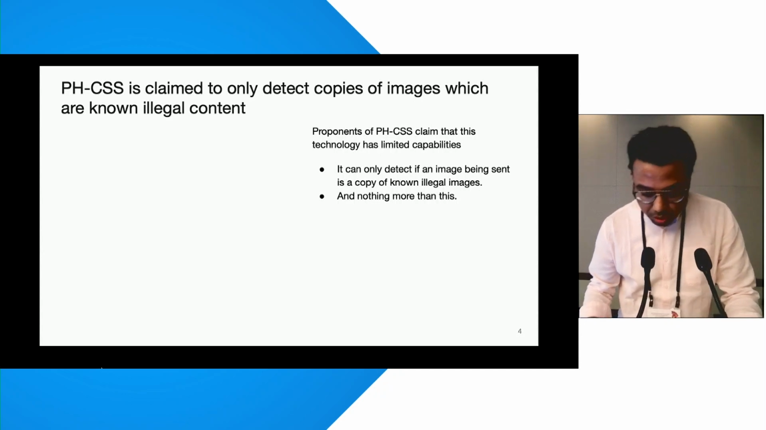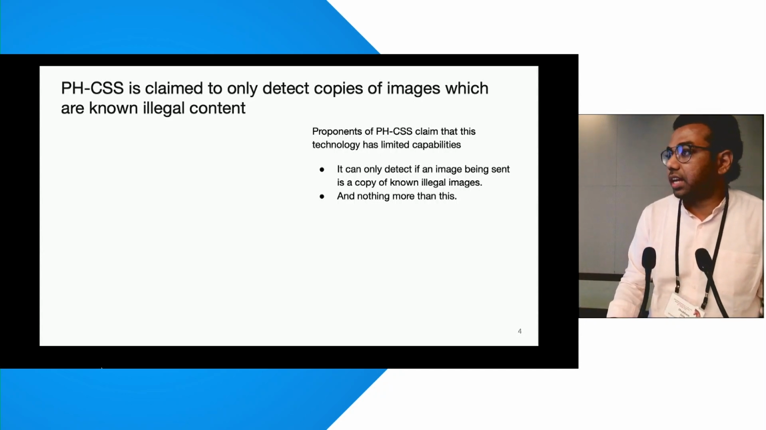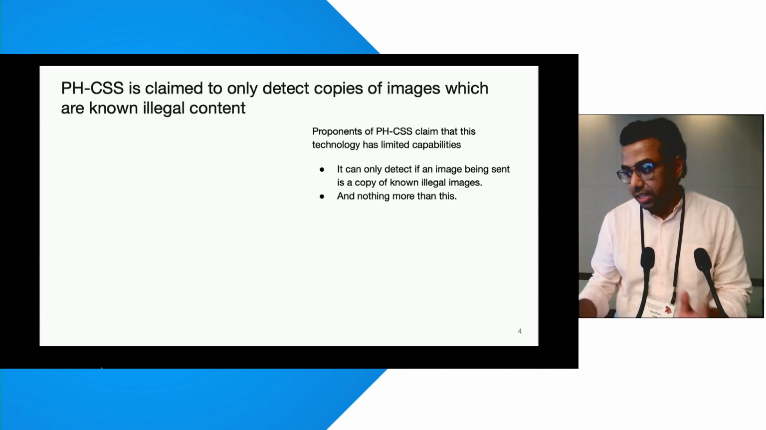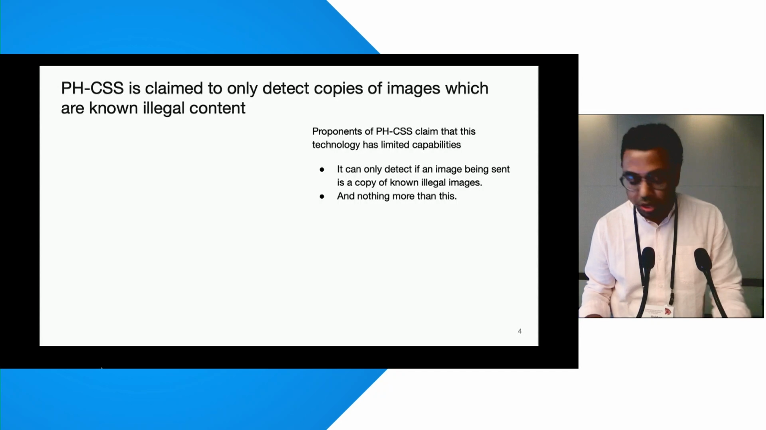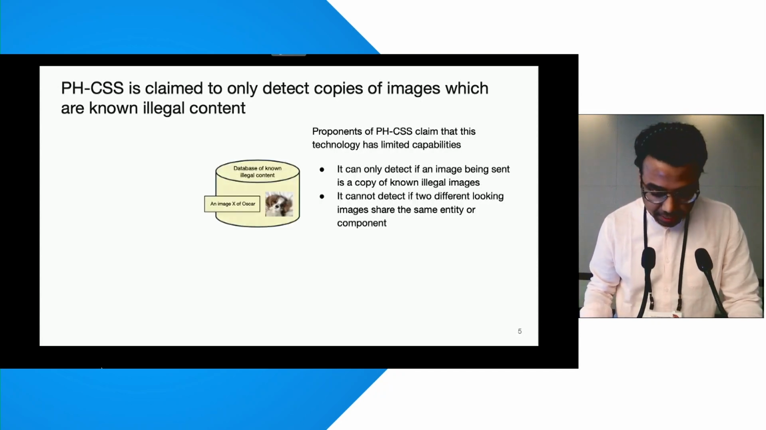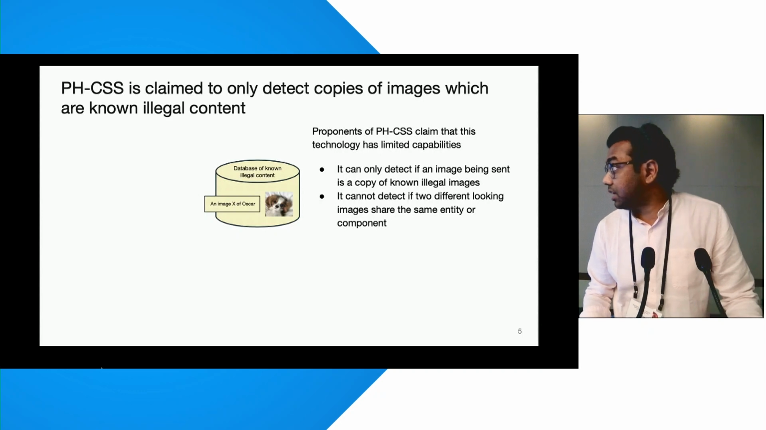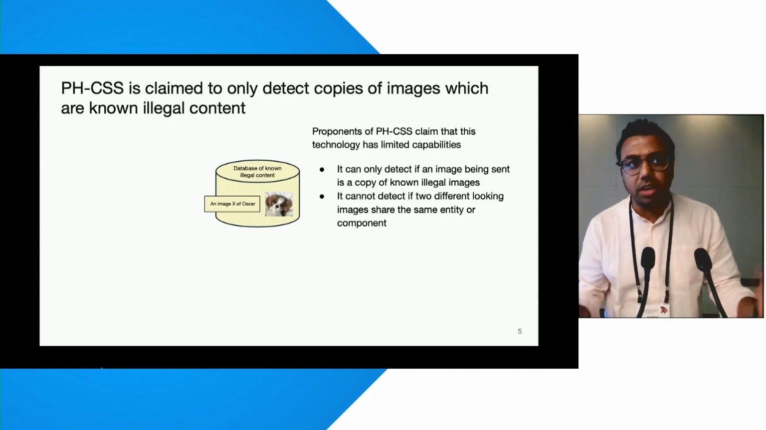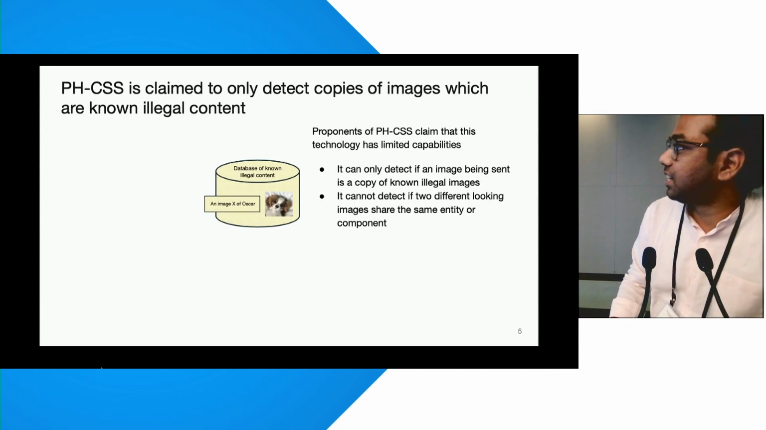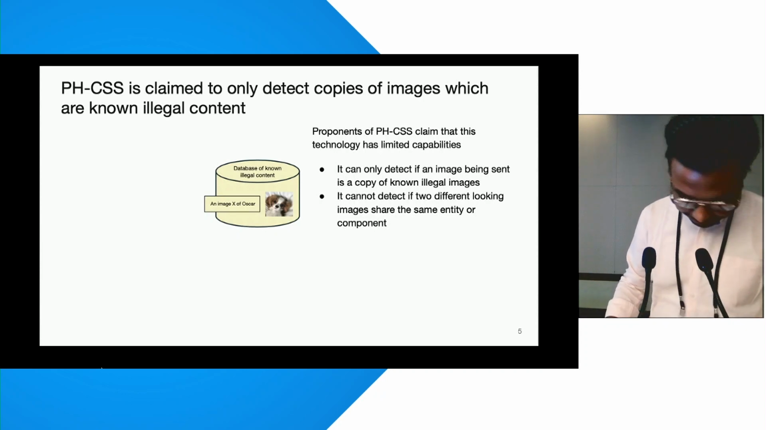The aim of perceptual hashing based CSS, or PHCSS, is to detect copies of images which are known illegal content. The proponents of this technology claim that it has limited capabilities. It can do only one thing, that is detect copies of known illegal content and nothing more. So let's consider that we have this database of illegal images. Let's assume we are in a world where cute dog images are illegal. So we have this image of a dog, Oscar.